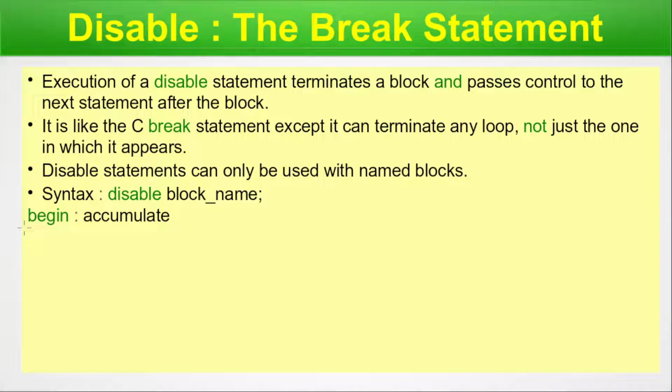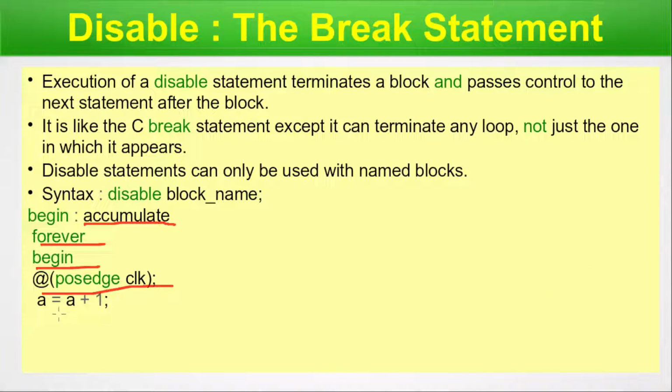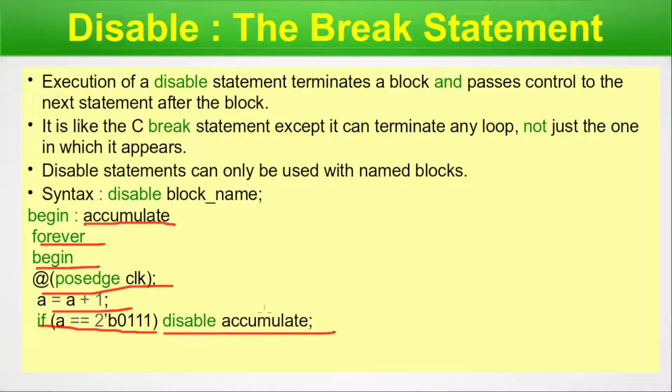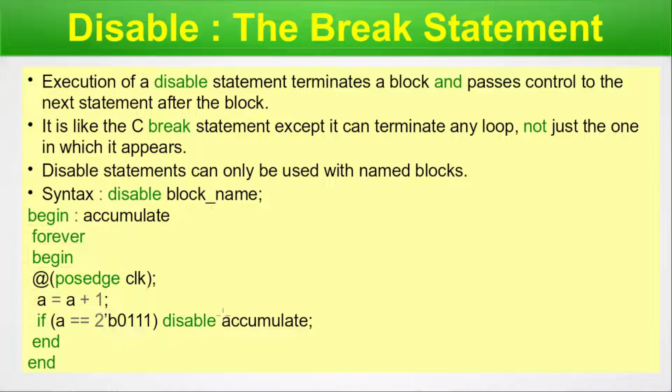Here we begin a block. This begin could be the begin of any of the loops, and here we have the name accumulate, and then we have the forever, and then we begin, and then we have @(posedge clock), a equal to a plus 1, and here we have an if condition. If this is true, then disable accumulate. We have not ended the accumulate block, so we have started the accumulate block, and everything inside it is under this accumulate block. Here we end the forever, and here we end the accumulate block. Now let me clear the markings.